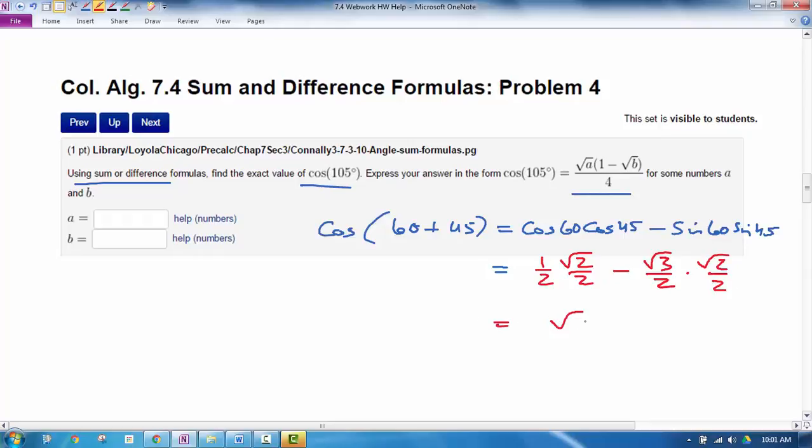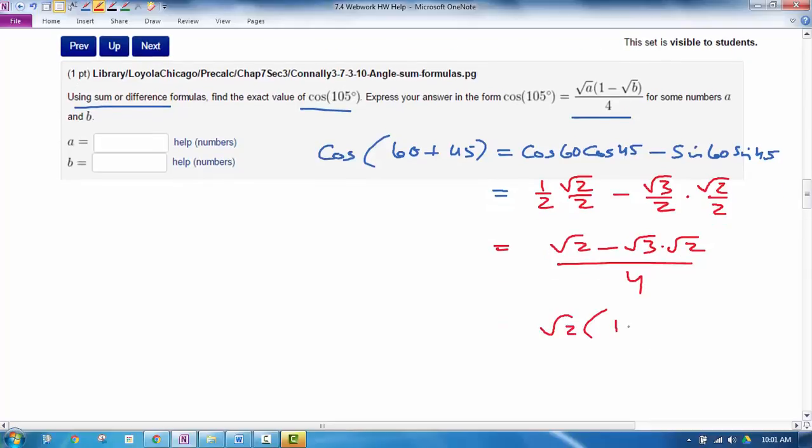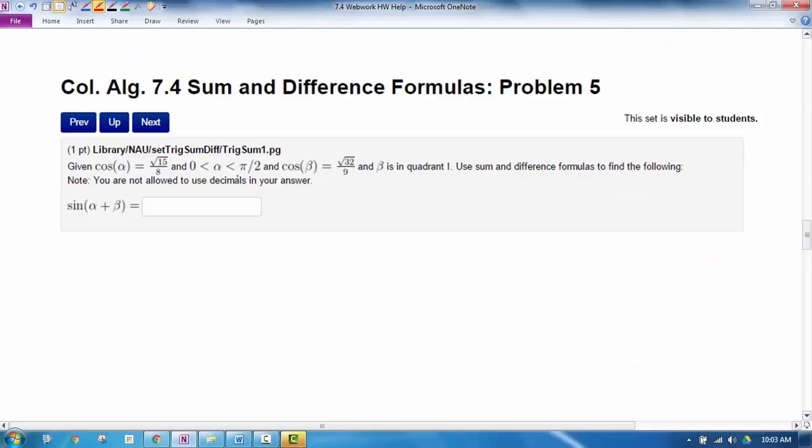Alright, now I want us to write it like this, which would be square root of 2 minus square root of 3 times the square root of 2 all over 4. Now I'm going to pull out a square root of 2, so it would be square root of 2 times 1 minus the square root of 3 all over 4. So I pull out a square root of 2 from the numerator and got this. That way my a value here is 2 and my b value here is 3.